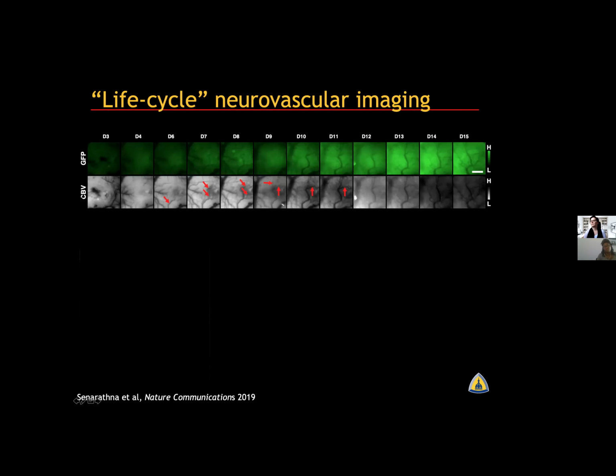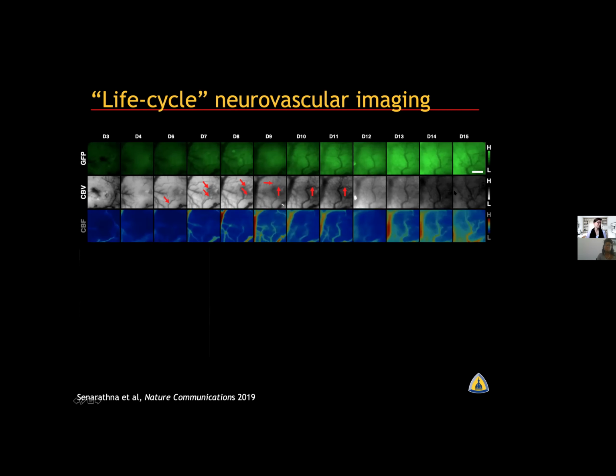This next row actually is a map of the cerebral blood volume. Again, there's no blood vessels in the region of the tumor. Then as the tumor grows, you can see these new blood vessels beginning to come in, indicated by the red vessels. These blood vessels come in to sustain the tumor growth. They anastomose and form connections, and then they kind of sustain the growth of the tumor all the way to the end.